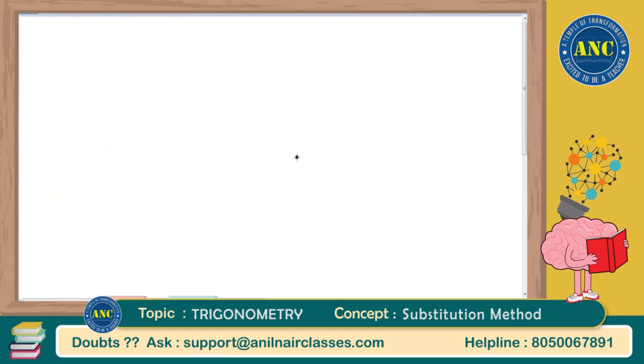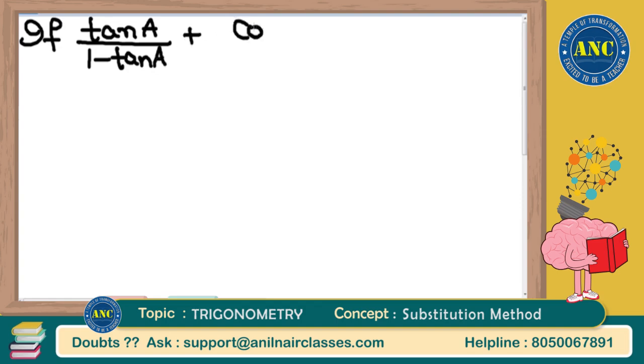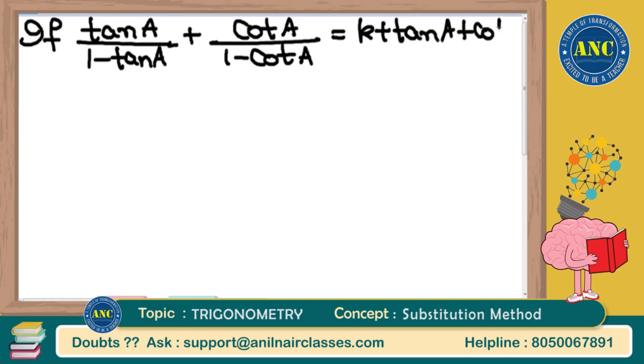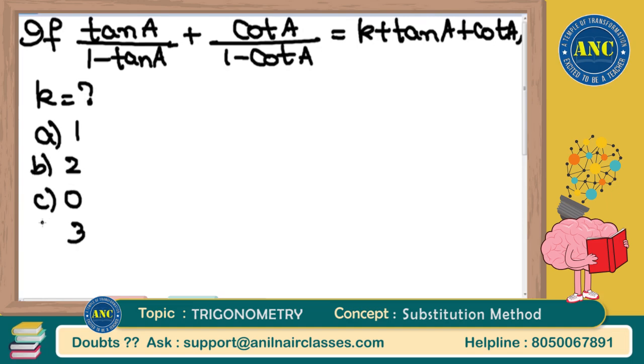Next question. Beautiful question, it's an "if" question. If tan A divided by 1 minus tan A, plus cot A divided by 1 minus cot A, is equal to some constant K plus tan A plus cot A, find the value of K. The options are 1, 2, 0, 3.